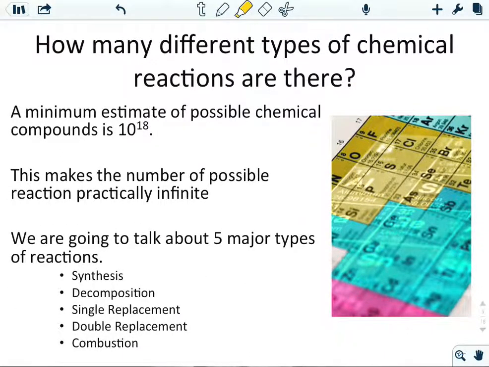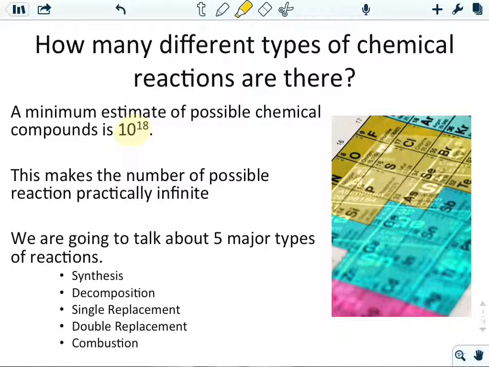So, how many different types of chemical reactions are there? Well, there's a minimum estimate of possible chemical compounds of 10 to the 18th, so 1.0 times 10 to the 18th, a very large number. And since there are that many chemical compounds, this makes the number of possible reactions practically infinite. It's a very huge amount.